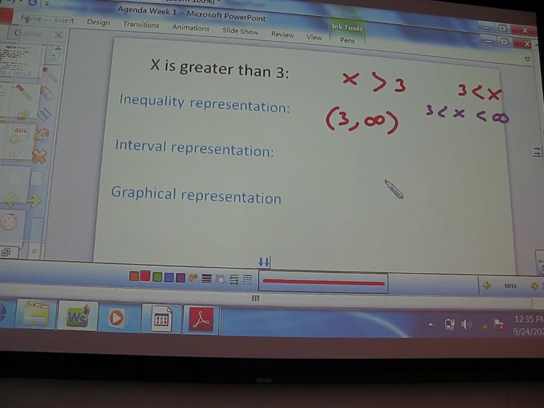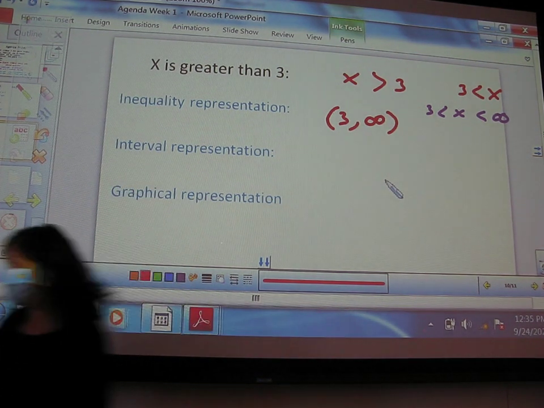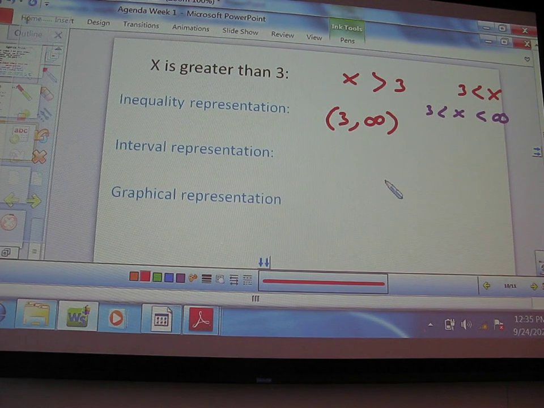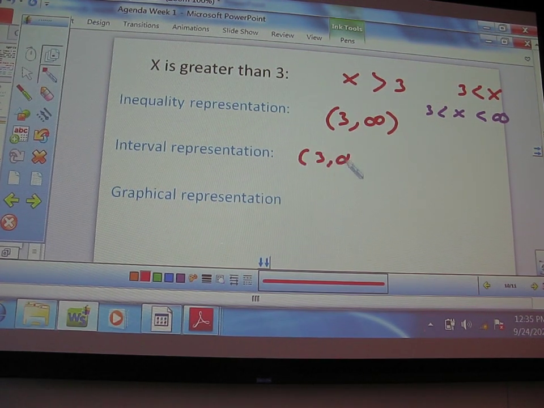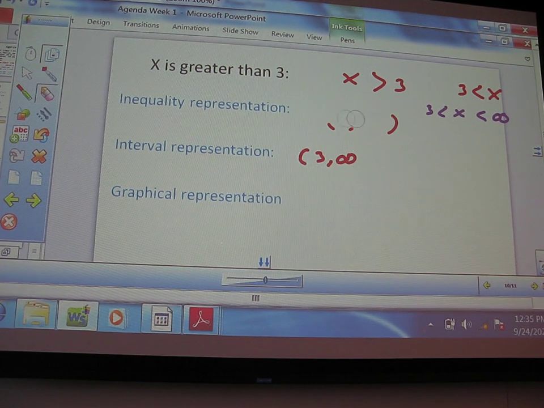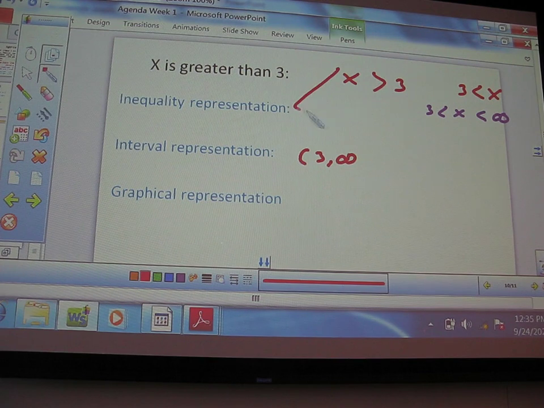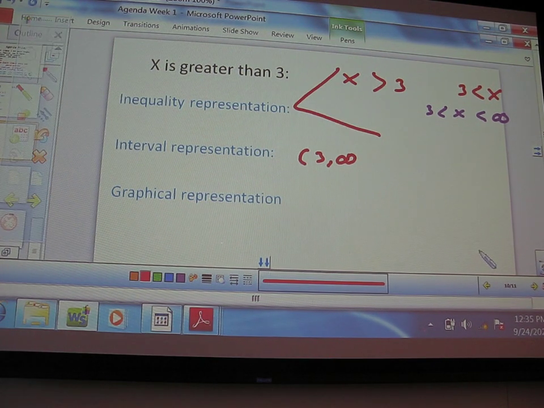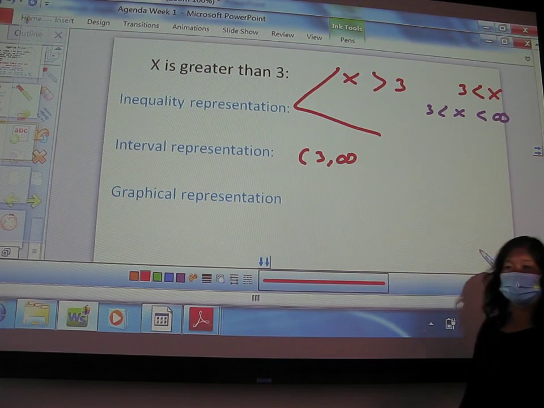So again, this is inequality. I'm sorry, this is interval representation. My bad, I should move this down. It should be down here. This is interval representation, not to confuse you. So this right here is inequality representation. You can write it any one of those 3 ways. I don't care. Any one of those is okay.